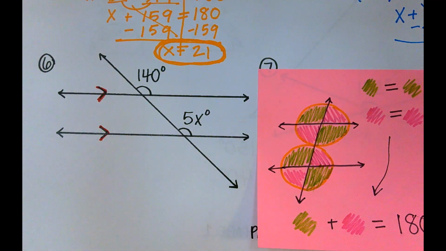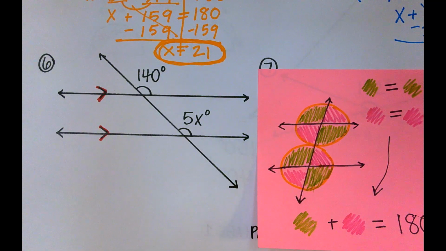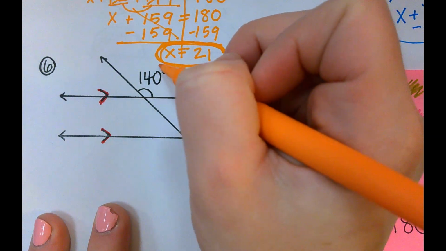So what should we do here? 140 equals 5x. You're right. These are going to be equal to each other. Now, if you can't just look at it and tell right away, don't be ashamed if you have to draw some circles. That's okay. I'm going to draw those circles just to show you in case.